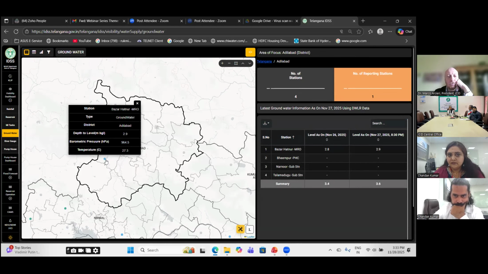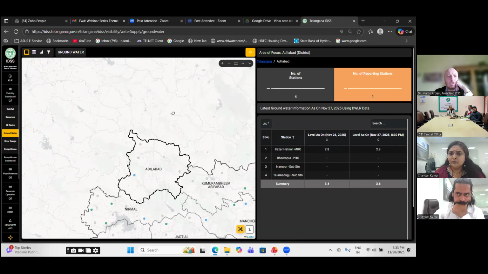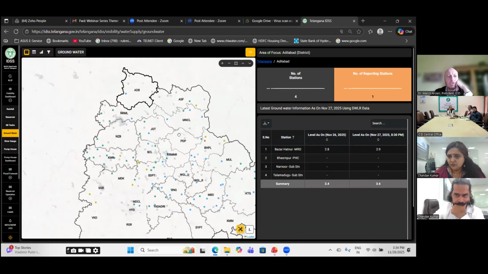the well, the type of well, which district it is allocated in, and the depth to water level, the barometric pressure, and the temperature. This kind of work has also been done in the groundwater.